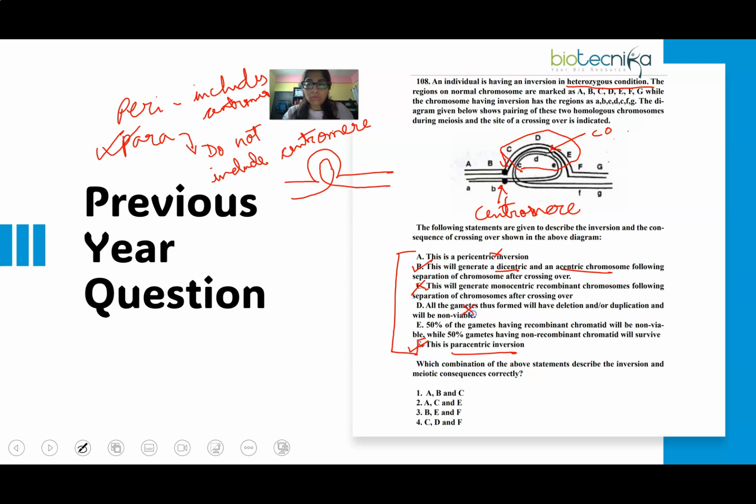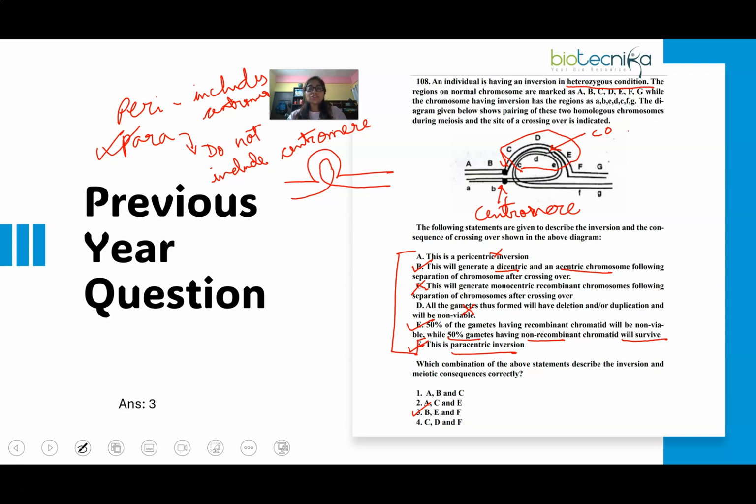That is also wrong. Why? Because 50% of the gametes which receive the chromatid that did not participate in crossing over will be viable. Only the gametes that receive the recombinant chromatids will be non-viable. So option E, which says that 50% of the gametes having recombinant chromatid will be non-viable, where the other 50% having non-recombinant chromatids will survive. Okay, so the answer will be option 3, B, E and F.